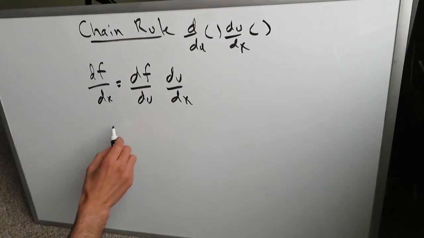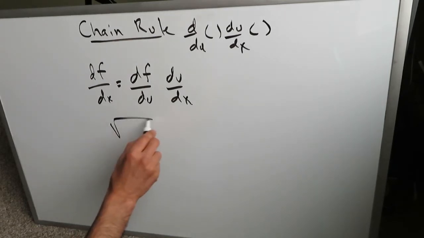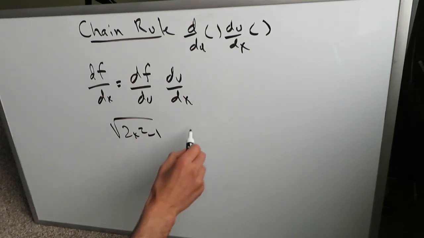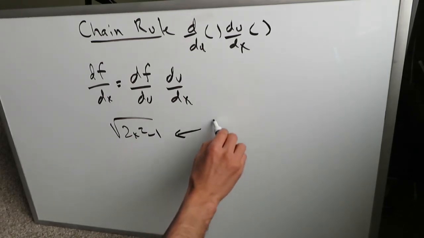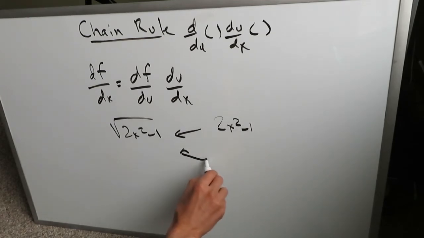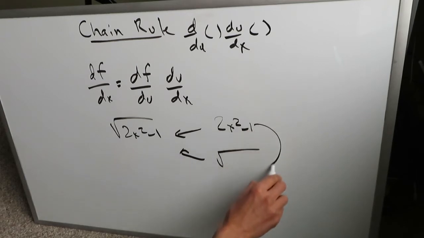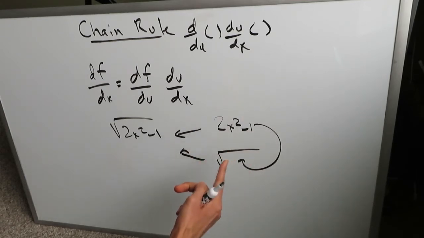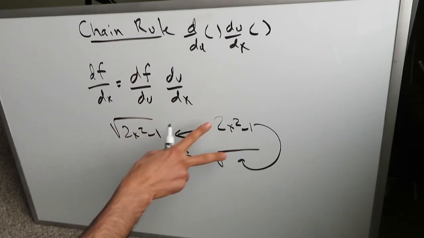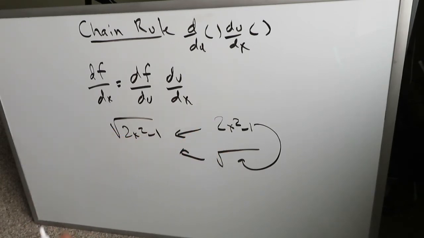Here is an example of a function which would be a composite function. Look over here, the square root of 2x squared minus 1. It's a composite function because it came from two different functions. One was just the basic 2x squared minus 1, and the other one was basically a radical of that, a square root of that. So you have a composite function here, two functions being composited into a single function.